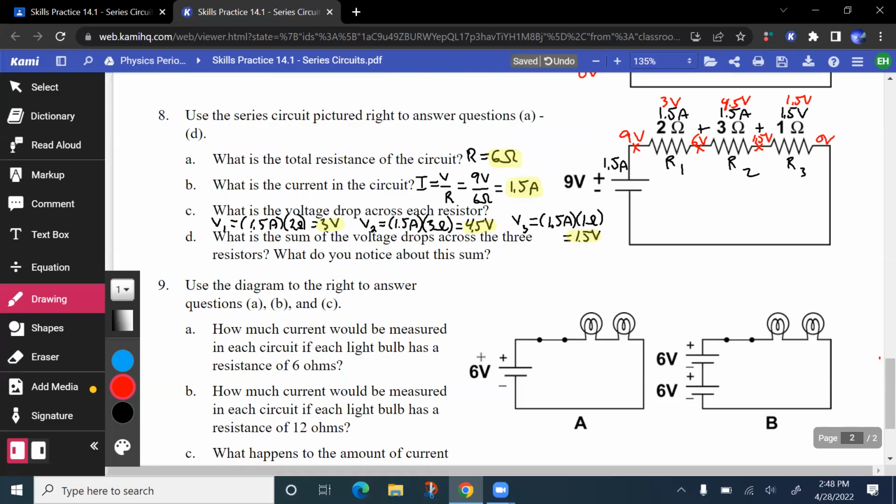So in part D, it says, what is the sum of the voltage drops across? Well, the sum of the voltage drops would add up to 9 volts, right? This is the same as the total voltage on the battery.